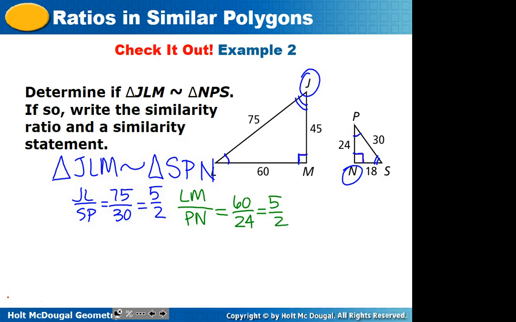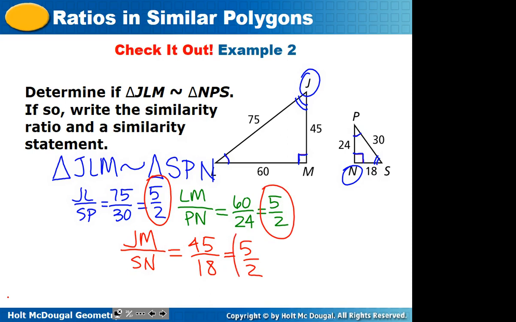And our final comparison is JM over SN. JM was 45 and SN was 18. Both of these are divisible by 9, so that's 5 over 2 as well. Again, do we notice that all the ratios are the same and all of the angles were the same? So they met the two conditions again. First, that all the angles were congruent, and second, that the ratios are the same. So we can say that these two triangles are similar.